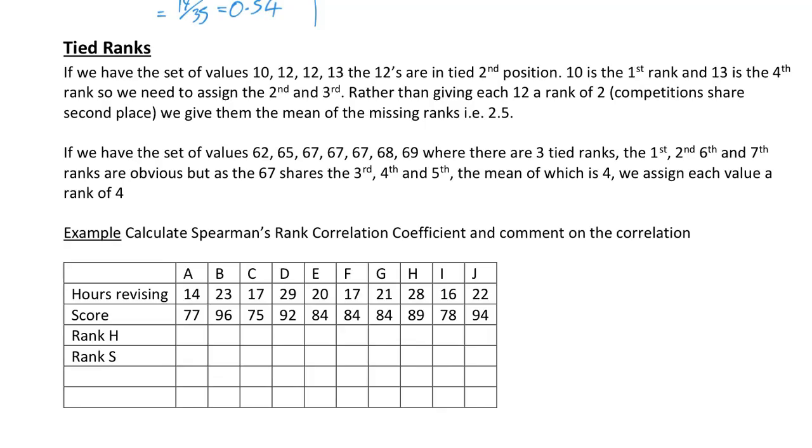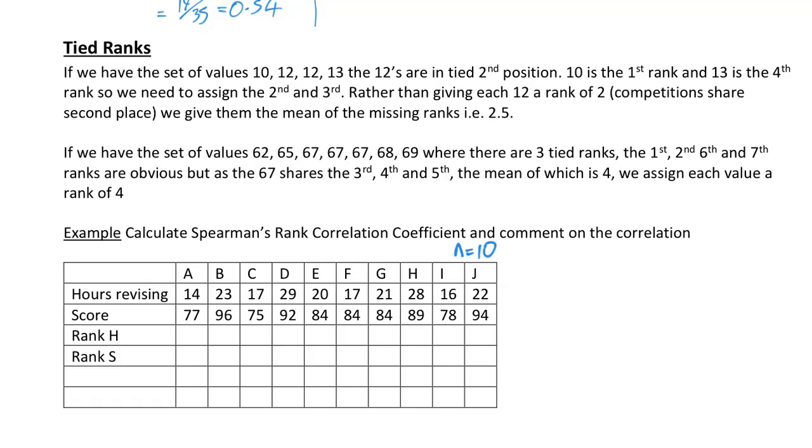Okay, last example, we're going to look at what we do if there are tied ranks. So we just jump straight to this example, and it says, calculate the Spearman's rank correlation coefficient and comment on the correlation. So if we have a look, first of all, we'll just say that your n is 10. There were 10 people involved here. And we're going to rank in ascending order.